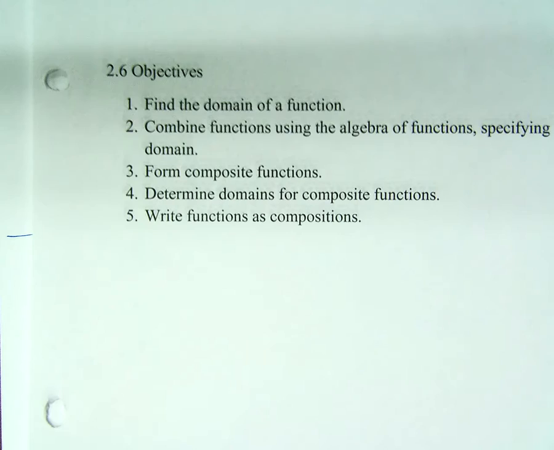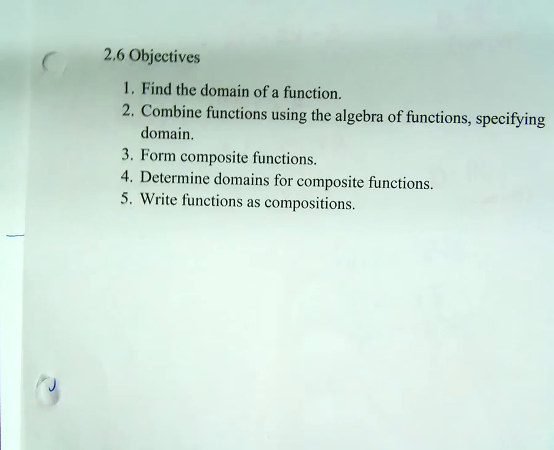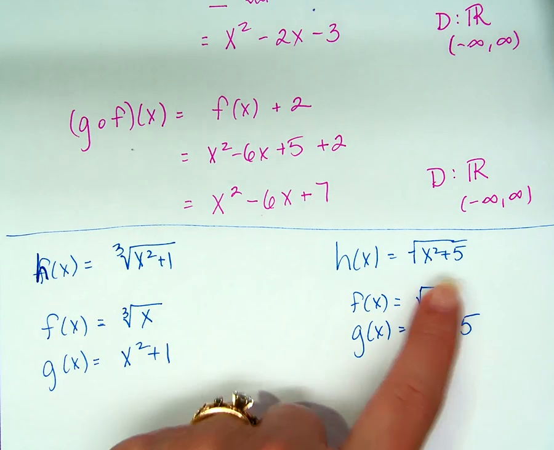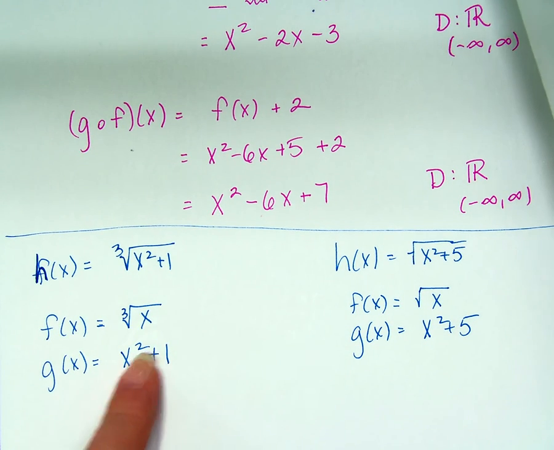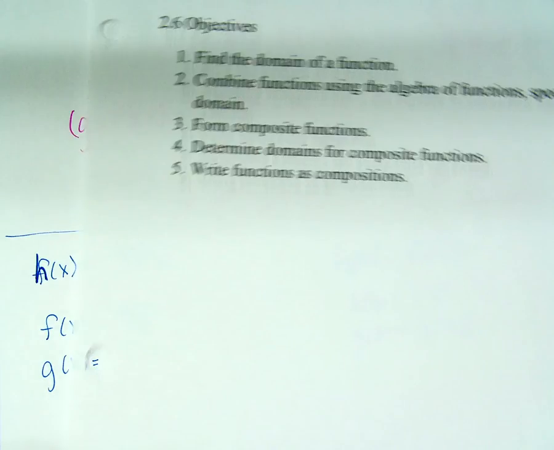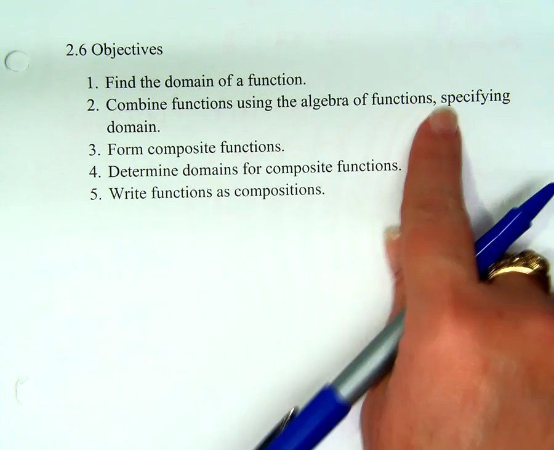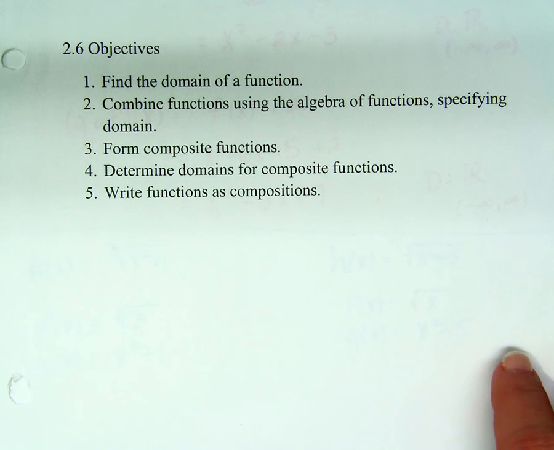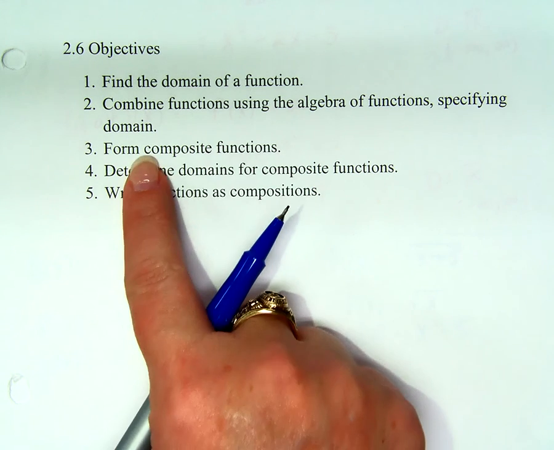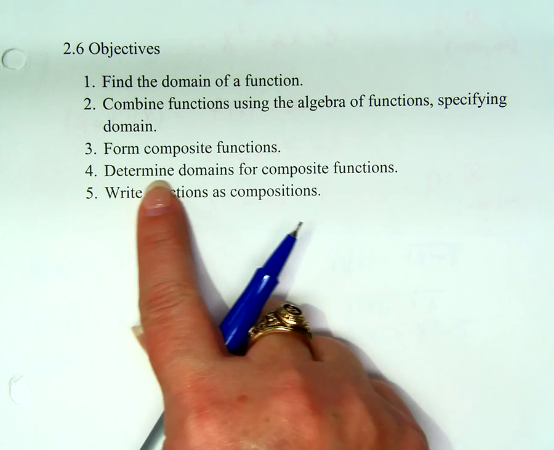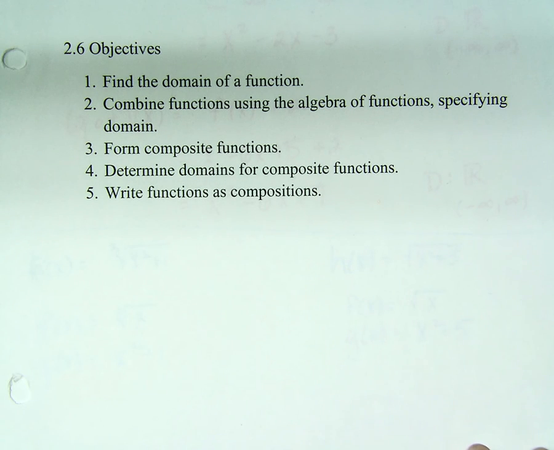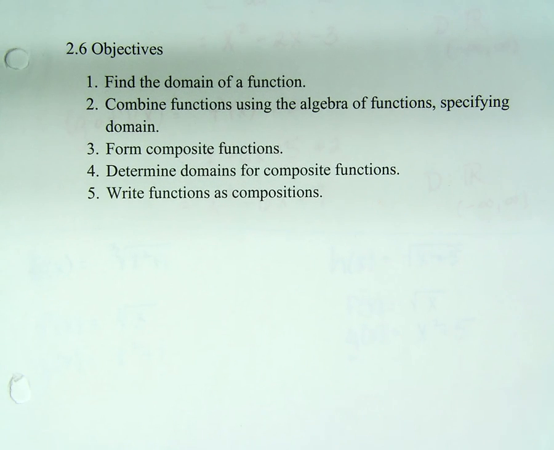So that one was writing functions as compositions. I gave you what the composition would be, and then you're identifying each of the functions that would go into that composition. Okay? So finding domain you feel confident with. Combining functions using the algebra of functions: adding, subtracting, multiplying, dividing. Forming compositions of functions, determining domains of composition of functions, and then writing them as compositions. You good?